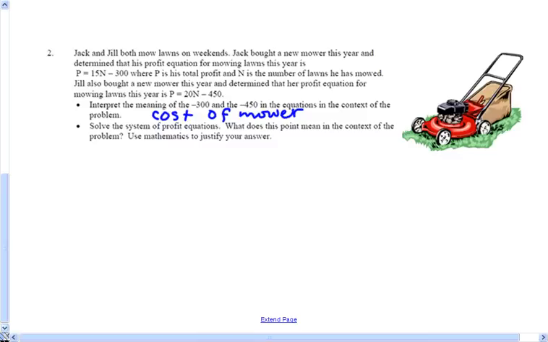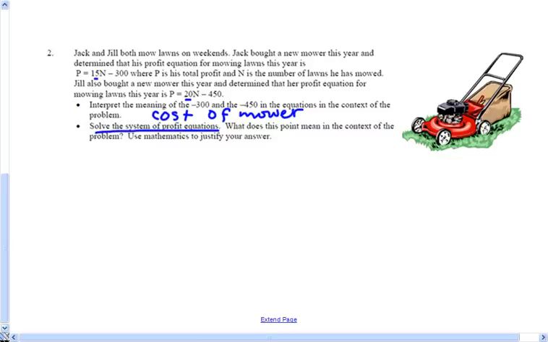The other thing you might think about is why is the slope of each of these equations 15 and 20? So for every lawn they mow, one goes up by 15, the other goes up by 20, which means, and since we're talking about profit, that's how much they get for mowing a lawn. Jack gets $15 per lawn, Jill gets $20 per lawn. Now this says solve the system of profit equations. What does this point mean?